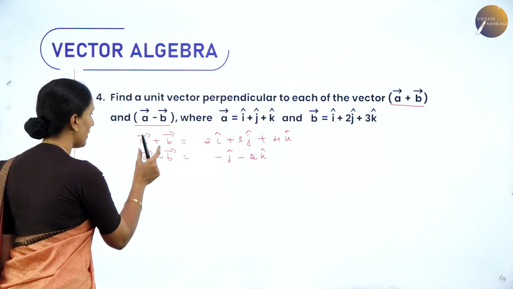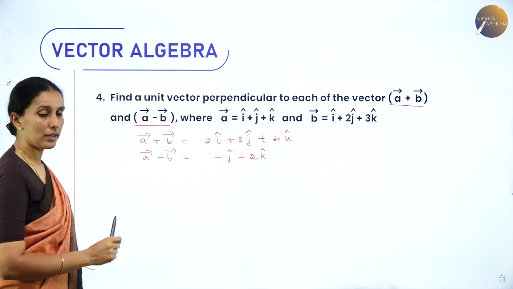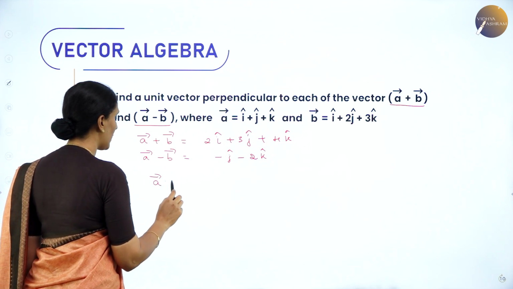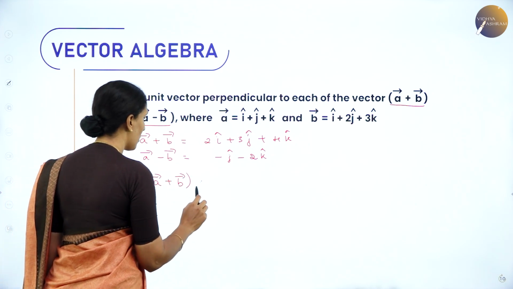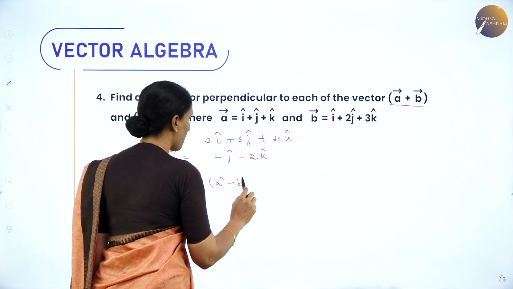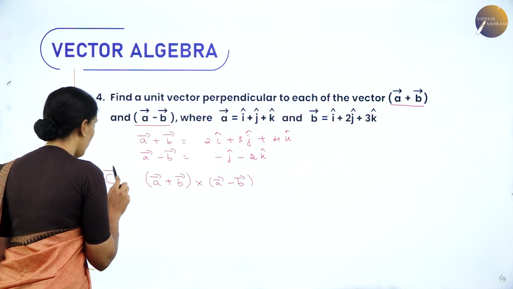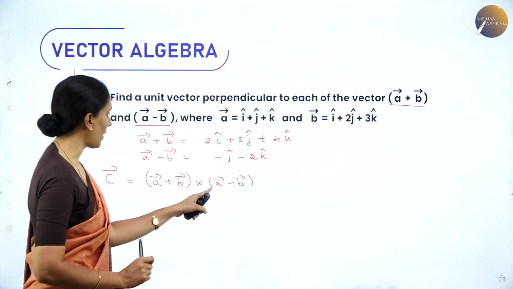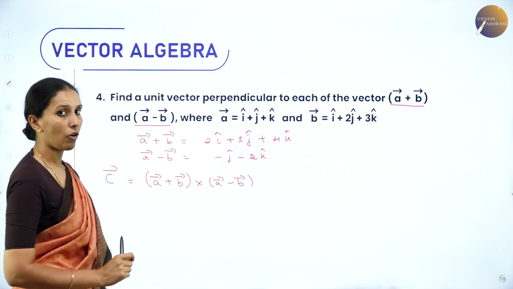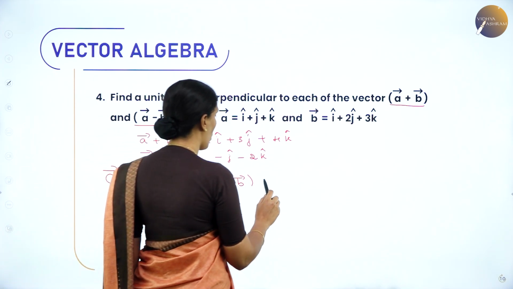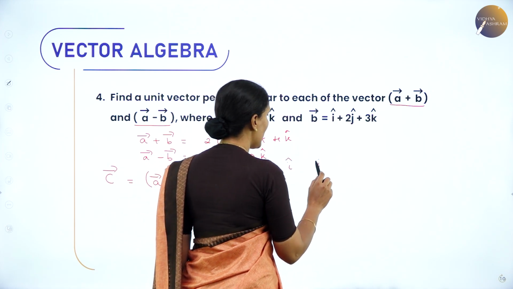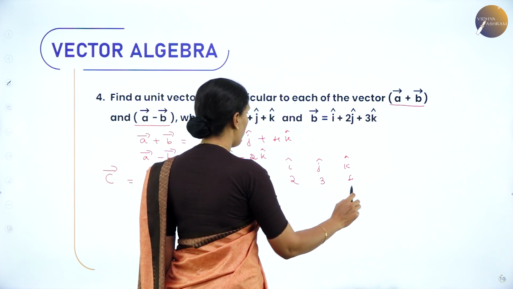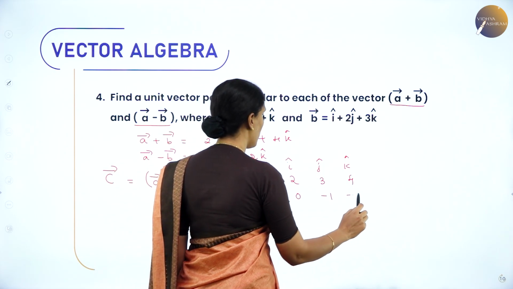Since we need the vector which is perpendicular to these two vectors, we need to take the cross product of these vectors. So the cross product is vector A plus B cross vector A minus B. Let this be vector C. This vector is perpendicular to these vectors. So we need to find the unit vector of vector C. First let us find the cross product, that is i, j, k. Now the scalar components are 2, 3, 4. And here 0, minus 1, minus 2.